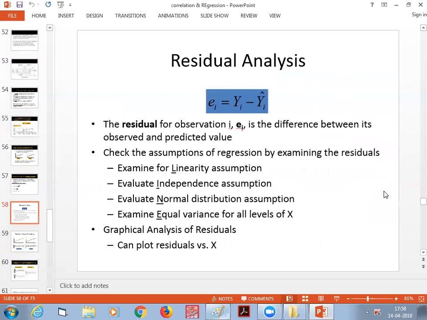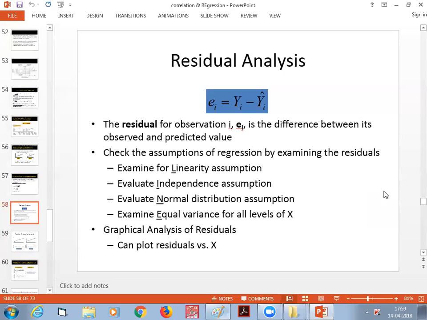So this is the residual analysis. What is the meaning of the residual? What is the meaning of an error? It is nothing but the actual value minus the estimated value, y minus y cap. So the residual for observation i, that is e_i, is the difference between the observed value and the predicted value. So we check the assumptions of regression by examining the residuals.